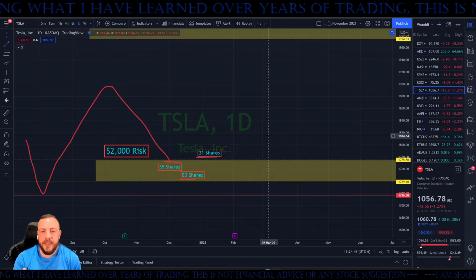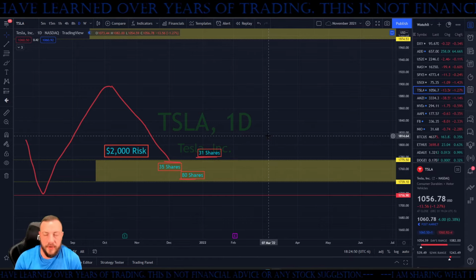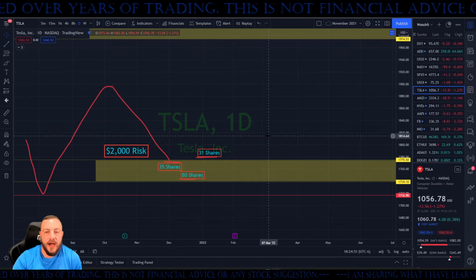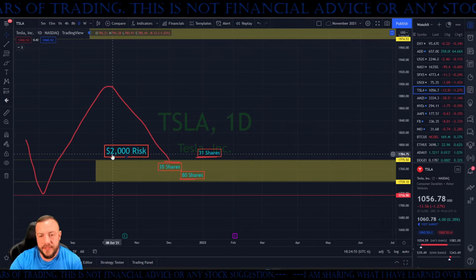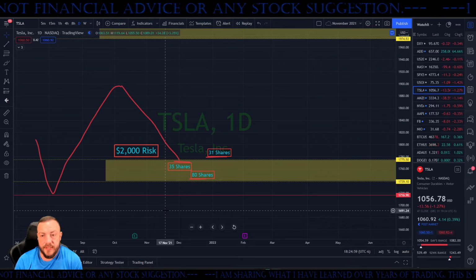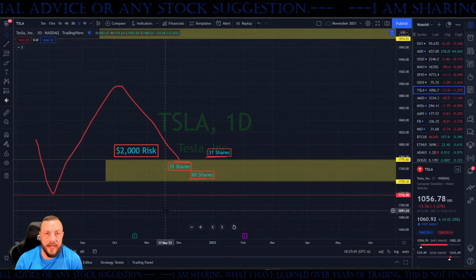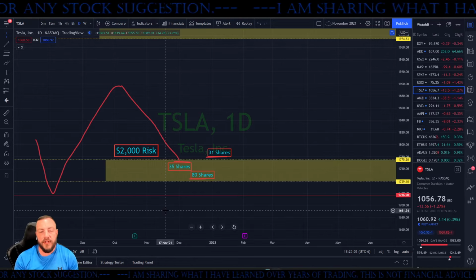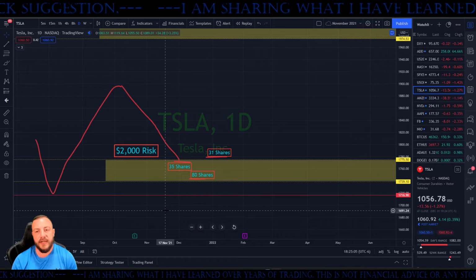So you can see here, regardless of your entry, regardless of anything, I will always risk $2,000 because I'm stopping out right here. Now, the only thing that can really get you with this style is a gap down in the morning. Now, I'll make a whole video. I call that recovery mode if you ever hear me talking about that.